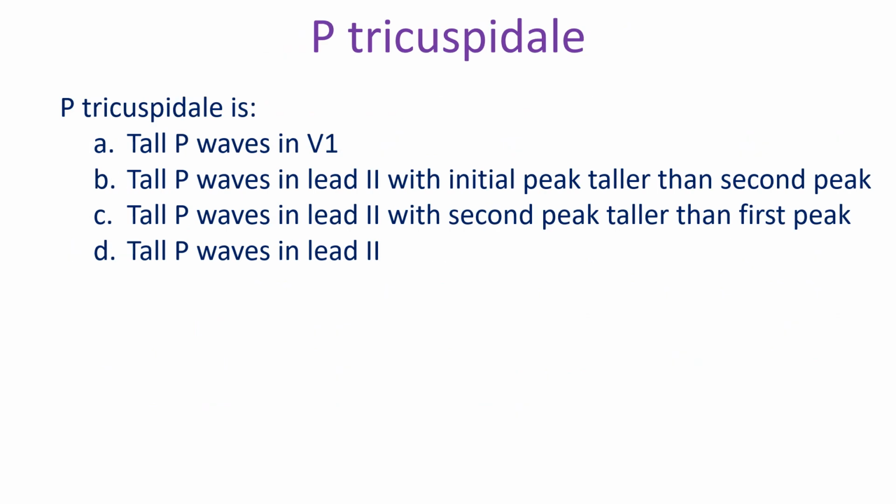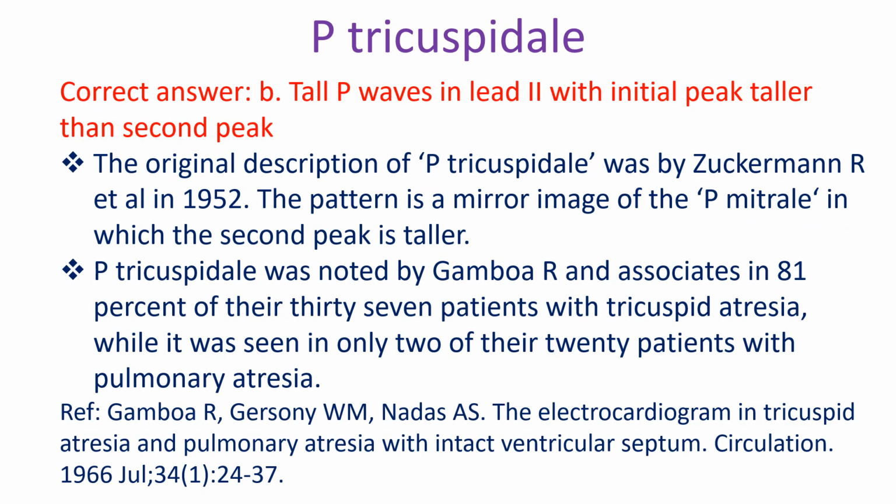P tricuspidale is: A. Tall P waves in V1, B. Tall P waves in lead 2 with initial peak taller than second peak, C. Tall P waves in lead 2 with second peak taller than first peak, D. Tall P waves in lead 2. Correct answer B. Tall P waves in lead 2 with initial peak taller than second peak.